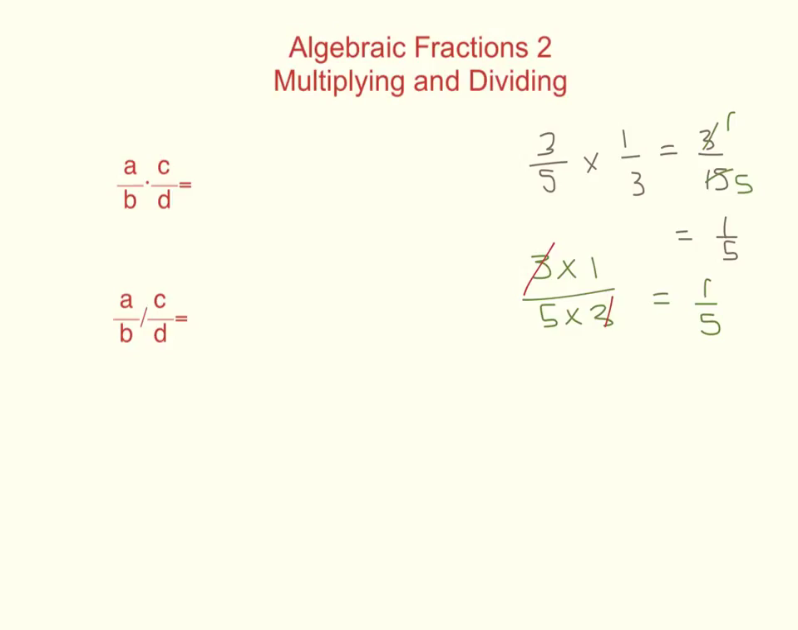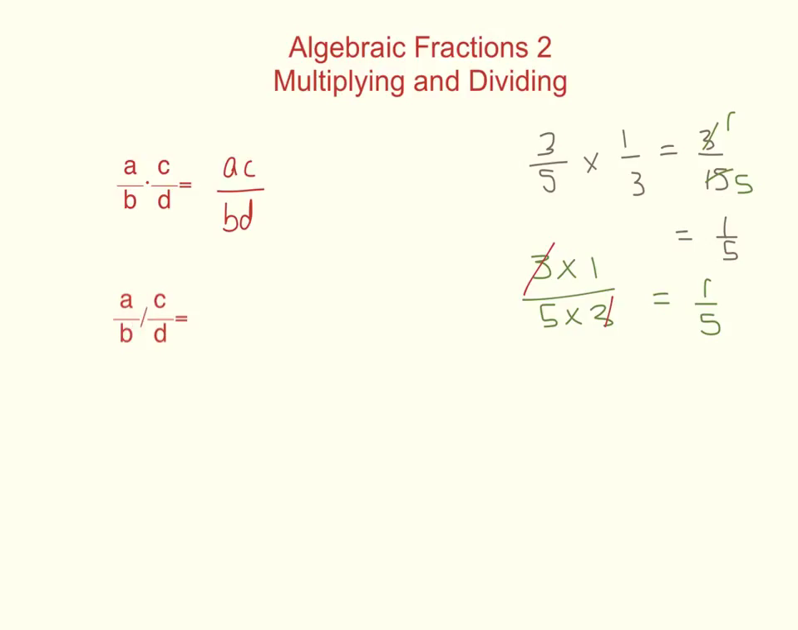Right, now let's move on to letters then. Well, there are no common factors here, so this is going to be straightforward. AC. So this becomes AC over BD, and that's done. Just multiply the top, multiply the bottom, and you're done.